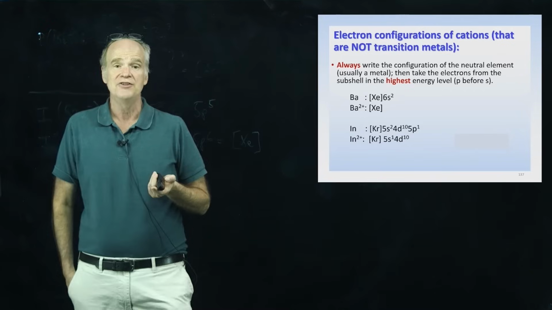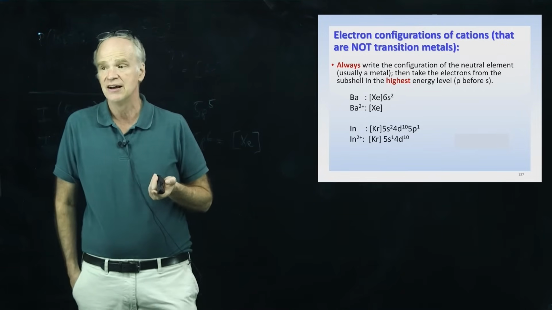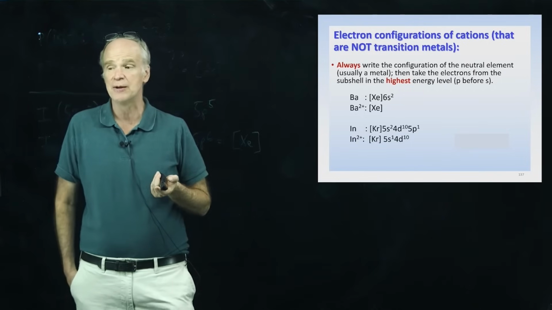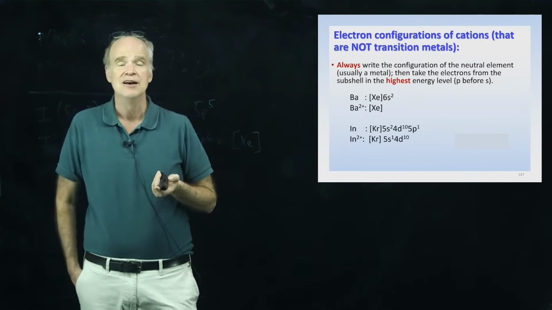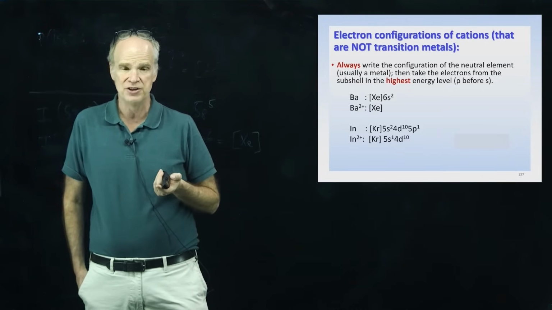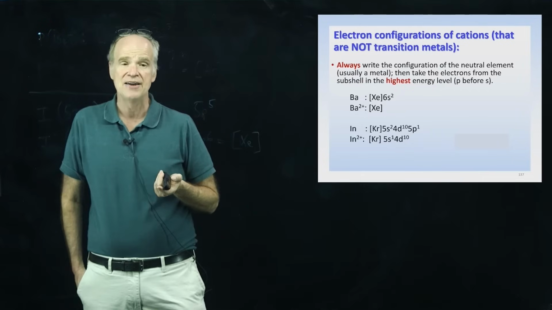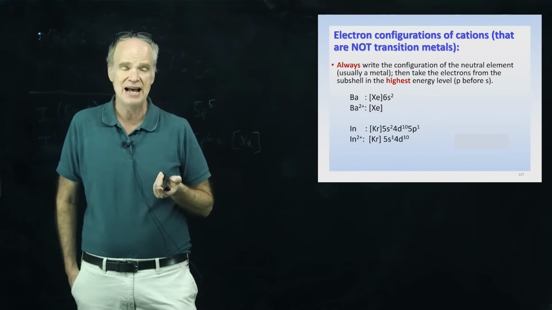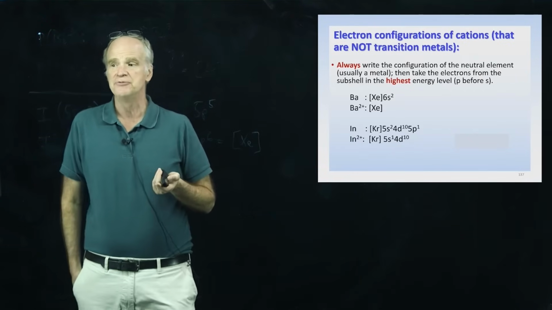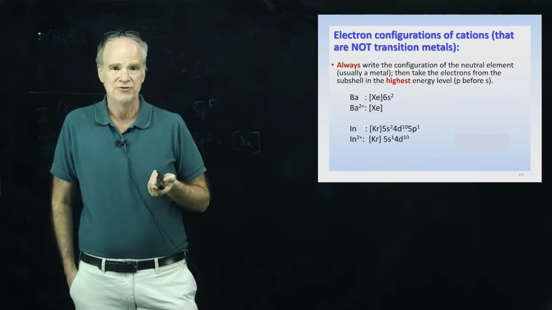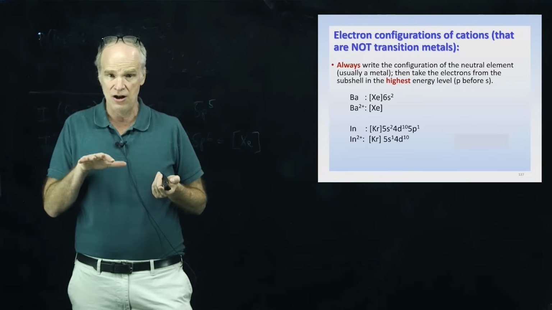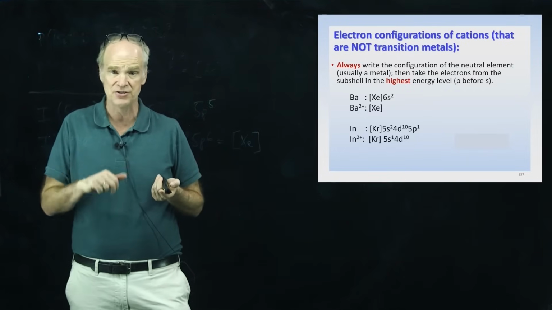So if you want to write a configuration for indium 2+, what you have to do is remove that 1 electron from the 5p sublevel of indium, and that will be gone. But then you don't go into the 4d sublevel yet. Before you do that, you remove an electron from the 5s sublevel, because that is numerically the highest energy level. And so indium 2+ should be krypton's configuration. There's 1 electron left in 5s, and then all of indium's 4d10 electrons are there.